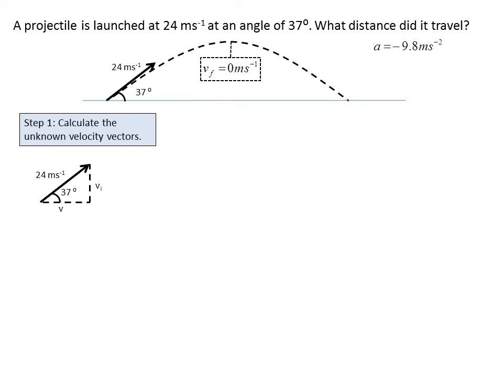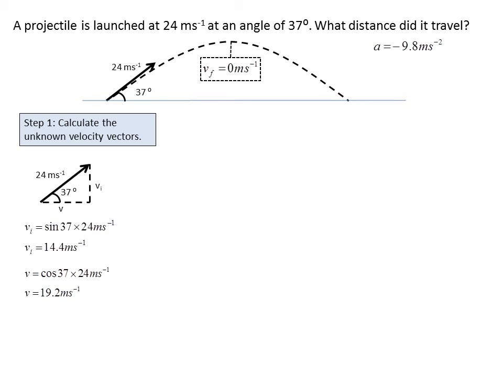Okay, so if I want to work out my initial vertical velocity here, I notice that it's the opposite side, and we have the hypotenuse, so we're going to use the sine rule. We carry out the calculation and we get the answer, 14.4 meters per second. The same again if I want to work out the horizontal velocity here. It's the adjacent and the hypotenuse, so I'm going to use the cosine rule. And I get 19.2.